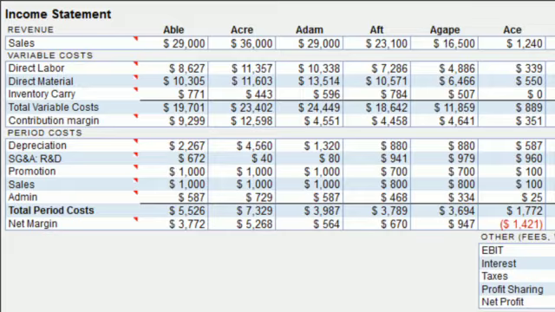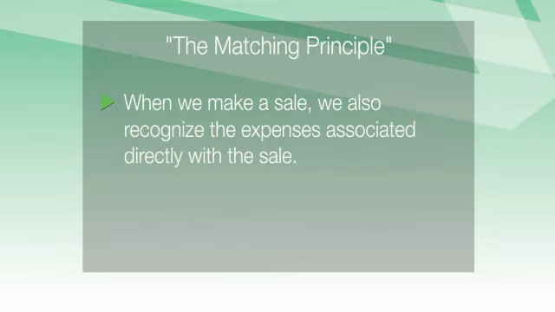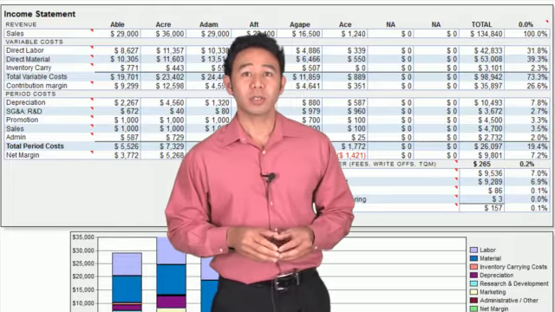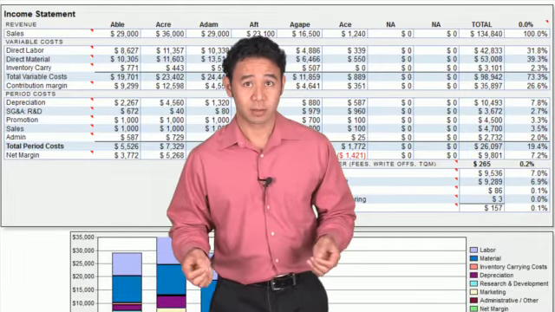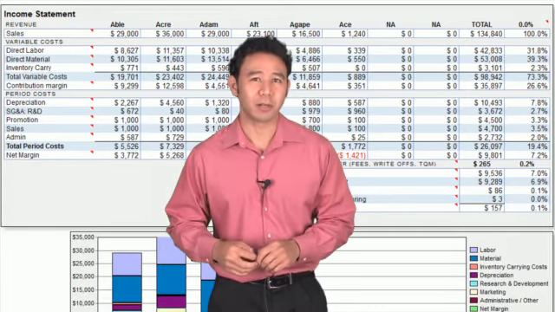Next come the costs directly associated with the inventory. In our case, material, labor, and inventory carrying costs. This is in keeping with a basic principle of accounting called the matching principle. It says that whenever we recognize the sale, we also recognize the costs directly associated with the sale. In our case, when we sell a unit of inventory, we immediately recognize its material, labor, and carrying costs. We can also refer to these costs as variable costs. What's variable about them? Just one thing. How many units did we sell?